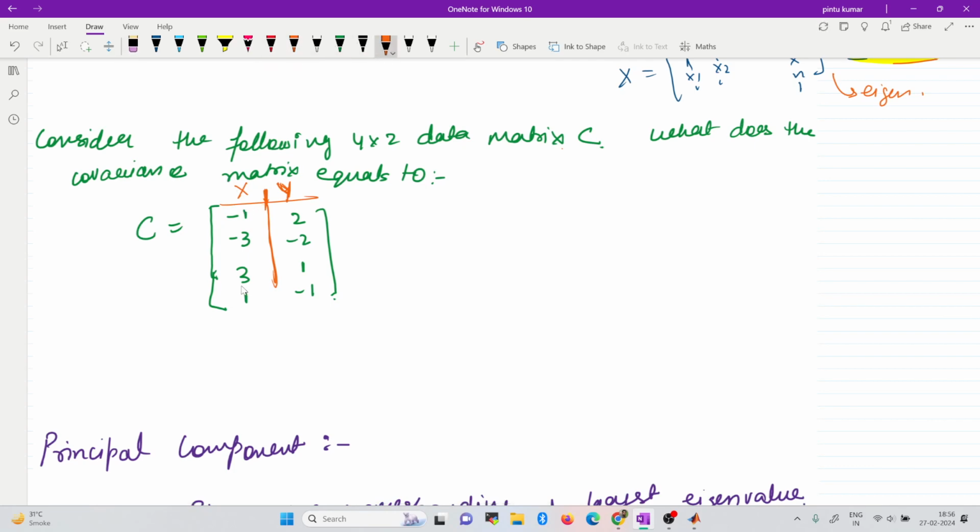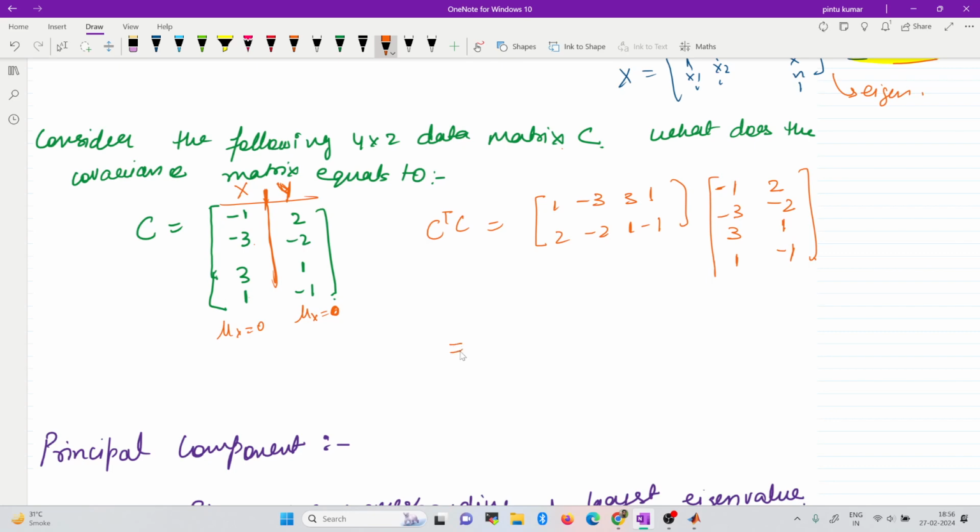Here, what is the mean of the first column? This is 3 plus 1 minus 3 minus 1, which is 0. Again here also the mean is 0, right? So to find the covariance matrix, we'll just do C transpose C. This is 1 minus 3, 3 1, 2 minus 2, 1 minus 1, and minus 1 minus 3, 3 1, 2 minus 2, 1 minus 1, right?